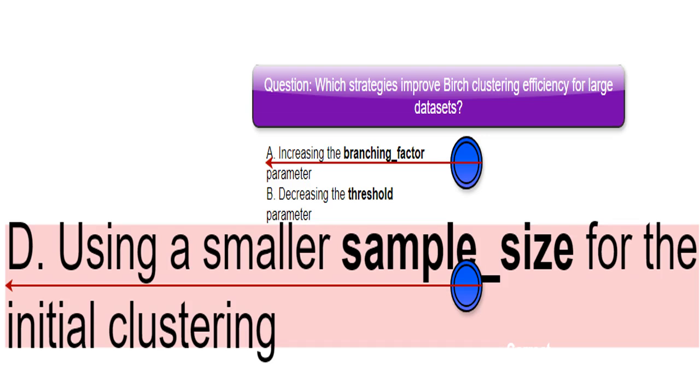I'll use a smaller initial subset of the data to build the initial tree structure. This significantly cuts down on the initial computation time. Think of it like making a small sketch before painting a mural. It's much faster to get a basic idea that way.